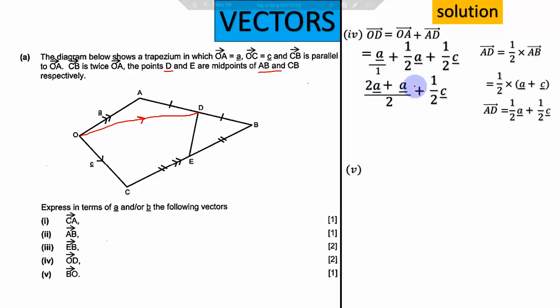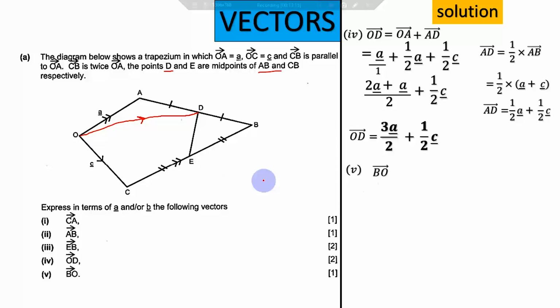Then 2A plus A, that is 3A over 2, then plus 1 over 2C. This is the final answer for OD. All right, we proceed to BO. So we are trying to find now vector BO, from B to O. Very easy, right?